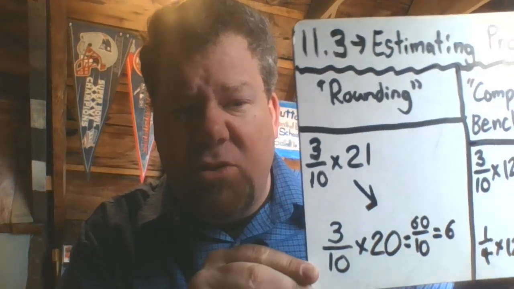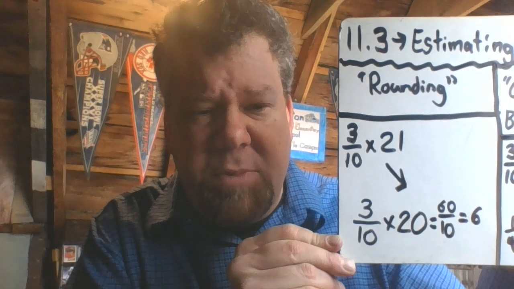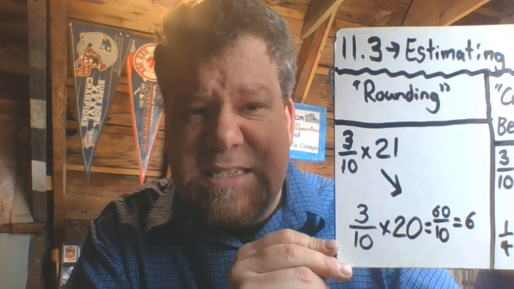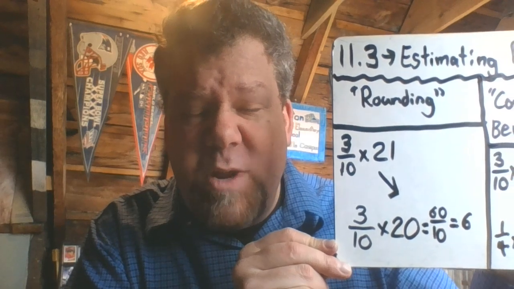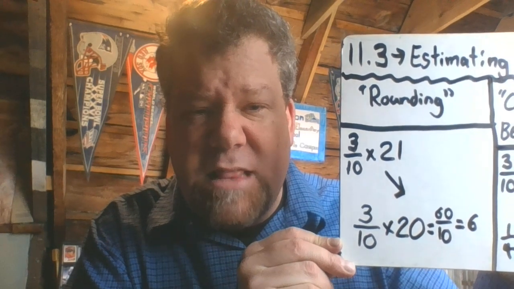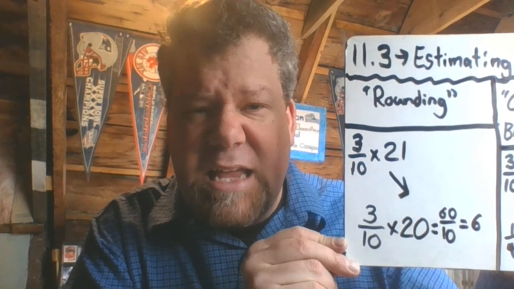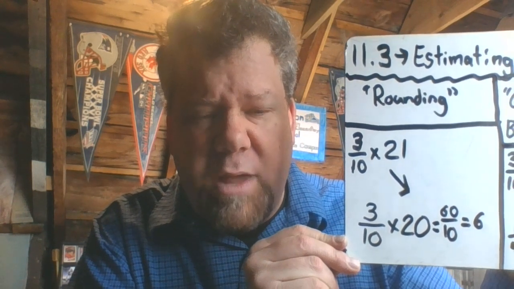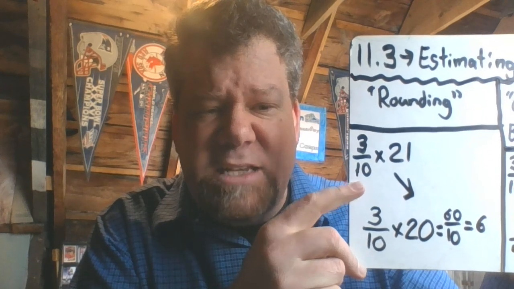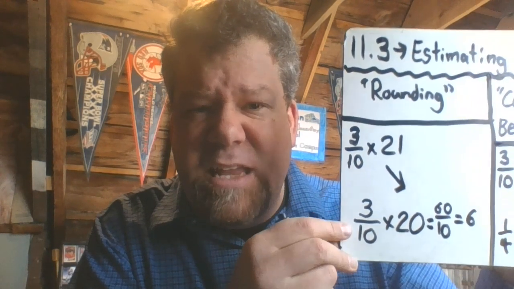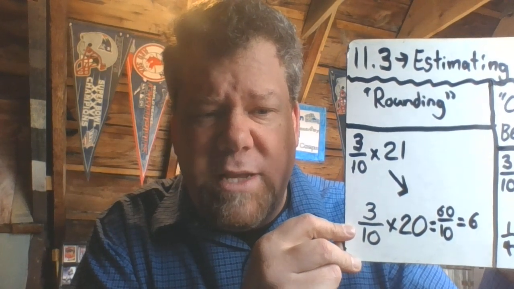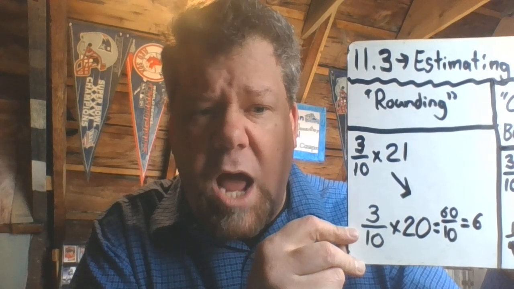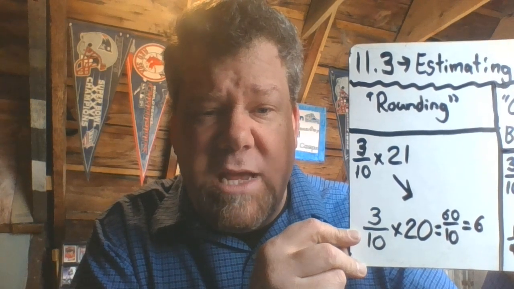We got this. All right, so I'm going to show you two examples. One is rounding or finding a compatible number. So we have 3/10 times 21. Now, if we actually solve the problem 3/10 times 21 like we solved the problem yesterday, we would run into some difficulty. One of the reasons is the denominator 10. Can that fit into our other factor 21 equally? No, it cannot. 10 does not fit into 21 equally.